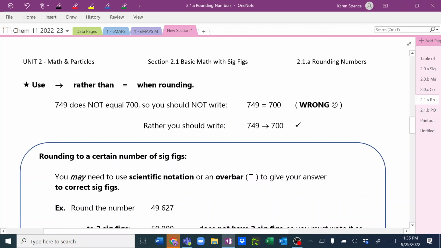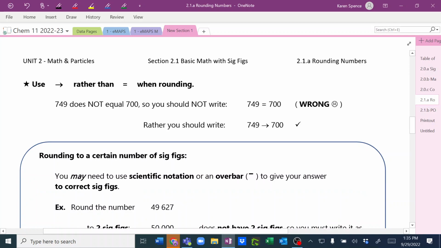Okay? When you are rounding, I would like you to use an arrow rather than an equal sign, or you can do an approximately equal.